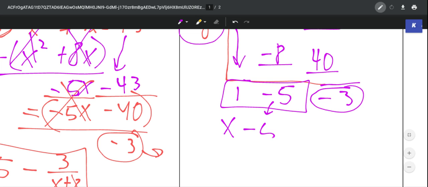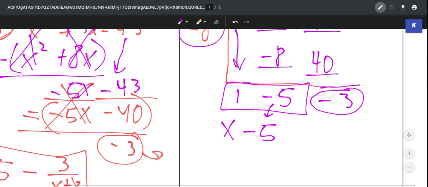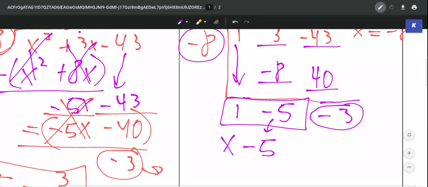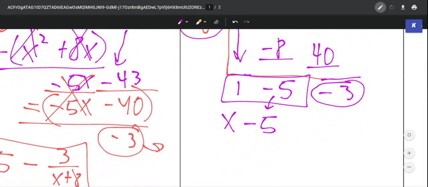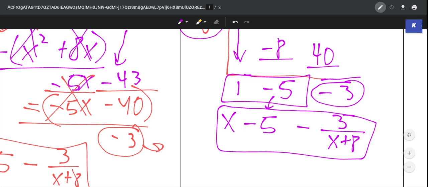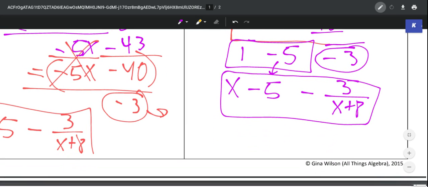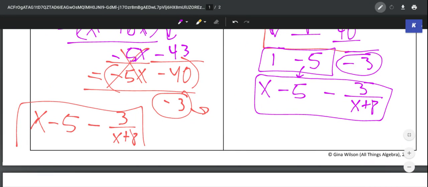And then -5 comes down without any variable, because as you progress through this from left to right, your exponents will keep going down. So since this was x to the first, this is not x to anything. It's just x to the 0, which is just 1. And then we bring down our remainder over x plus 8. And that is our answer. And if you notice, we got the same exact answer both times, either way we did it.